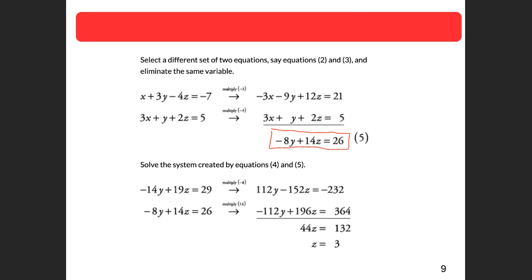They multiply the top equation by negative 8, bottom one by 14. We ended up with this. If we add straight down, we end up with 44z is equal to 132. Now z is equal to 3. Whew, we have one of our variables. So now it gets easy.